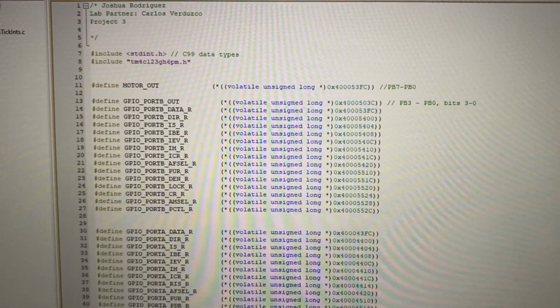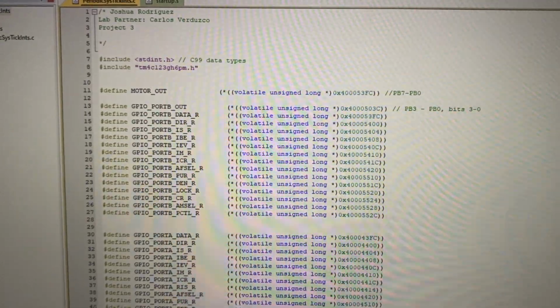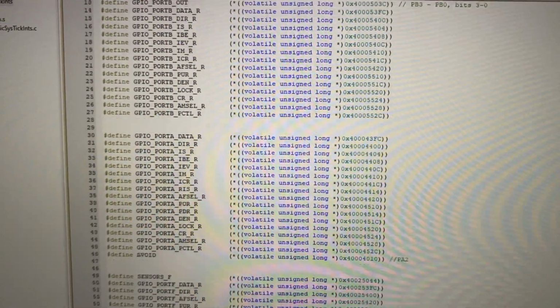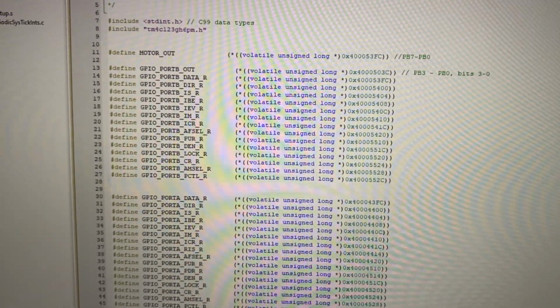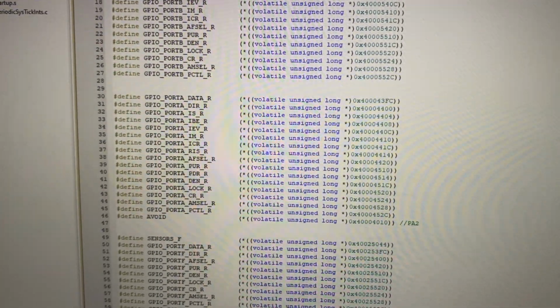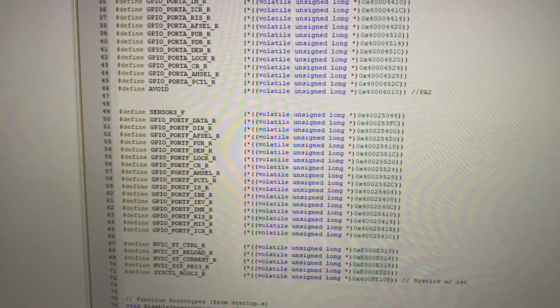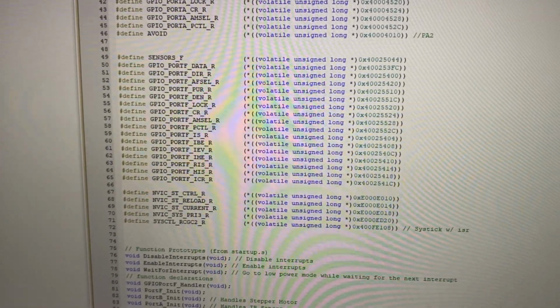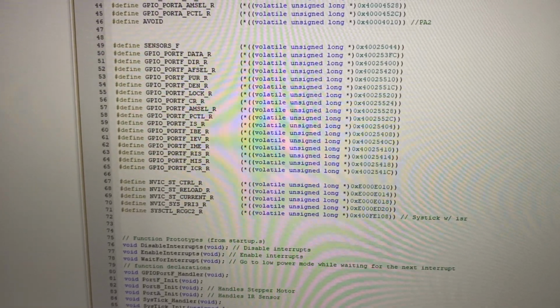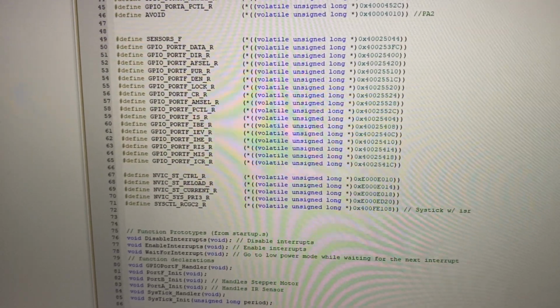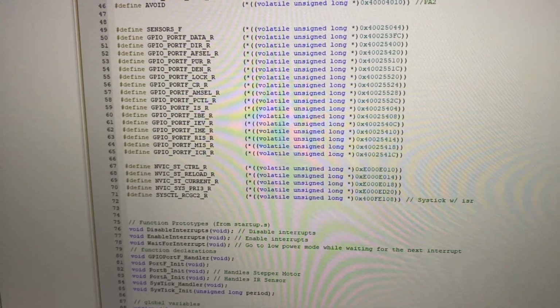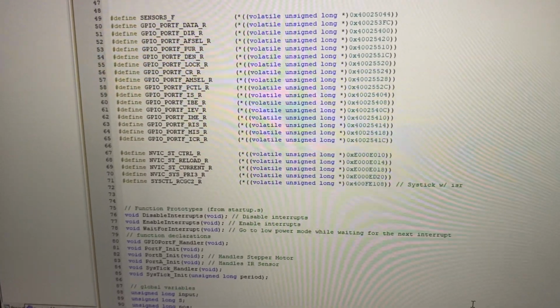As you can see here, I have several defined statements. I have defined statements for port B, which is going to be used for the motor, as you can see with the motor out. Port A is going to be used for the IR sensor, and port F is going to be used for both the buttons, the race button and the stage button.